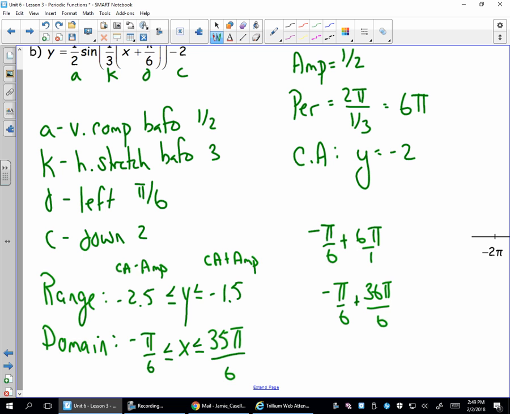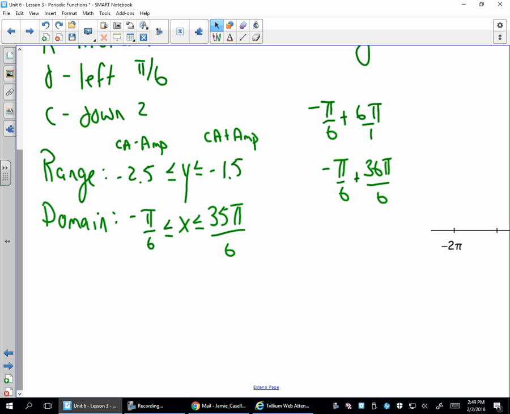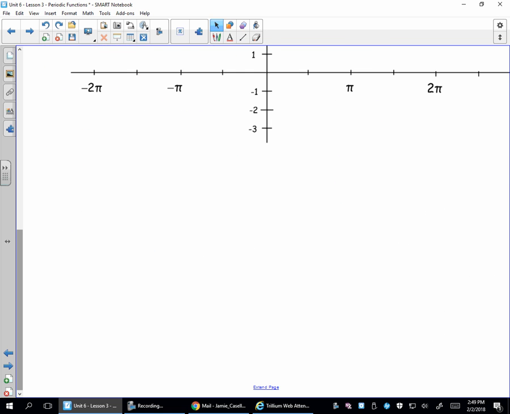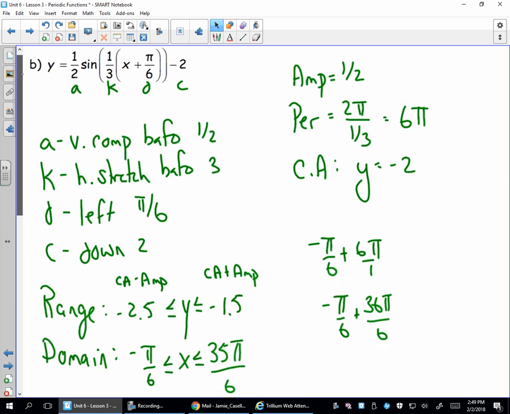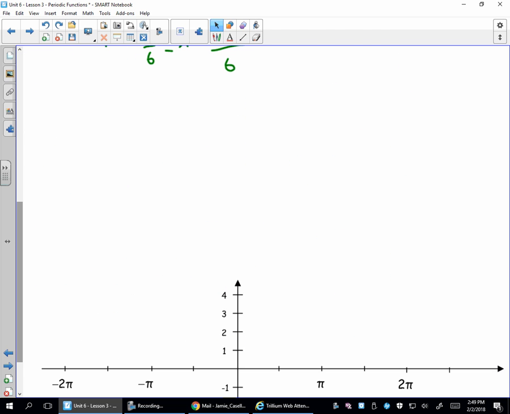So we did our transformations. We got our amplitude, period, central axis, range, and domain. Time to draw. So I'll take our graph and move it down below. What do I want to draw? I want to draw a cosine. There is a sine curve this time.